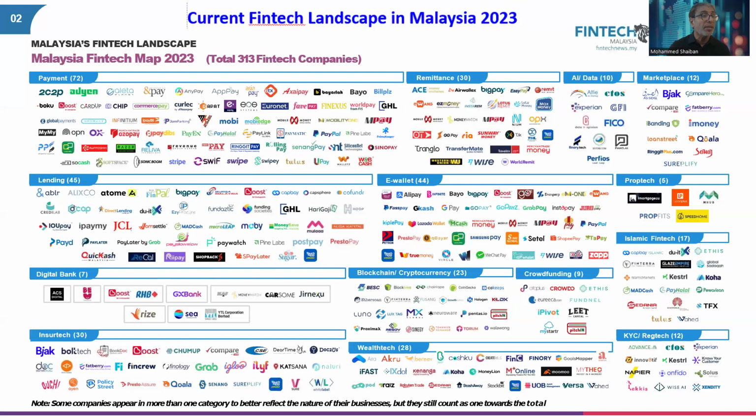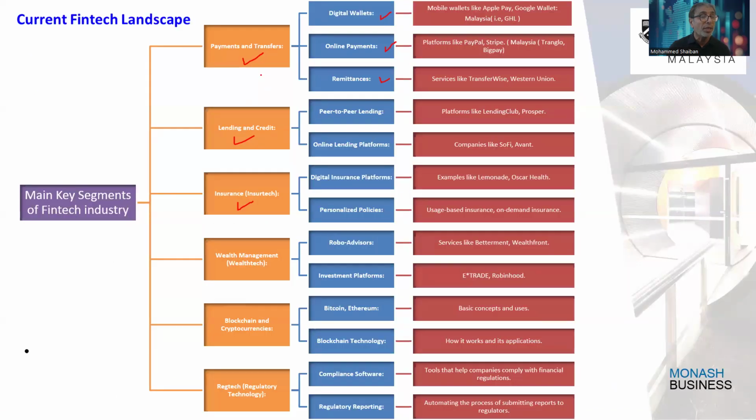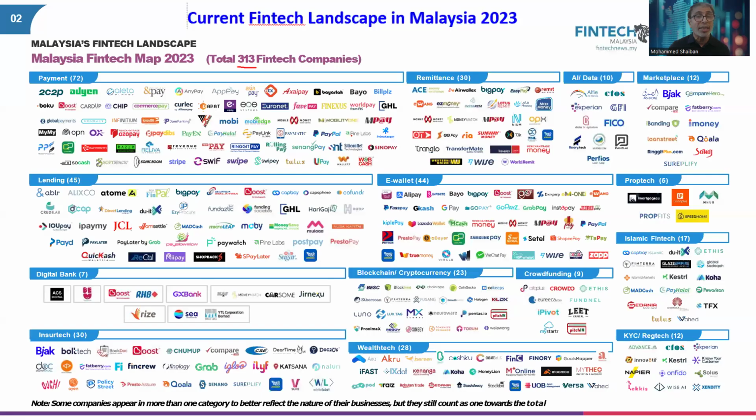If you see, for example, in payments, we have 72 companies. As of today, at least the number reported in the final report in Malaysia, we have 313 companies. Now, if you want to look at payments and see who else is working in it, you will find all those companies. Some of them you can identify and you know them. Some of them are maybe small, maybe growing. Some of them come, fail, and go. Some of them start again.